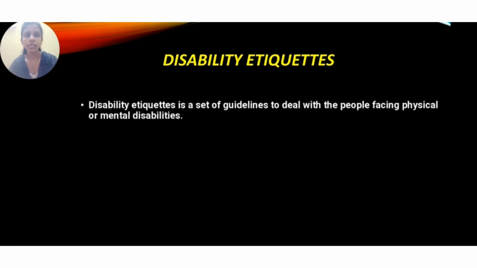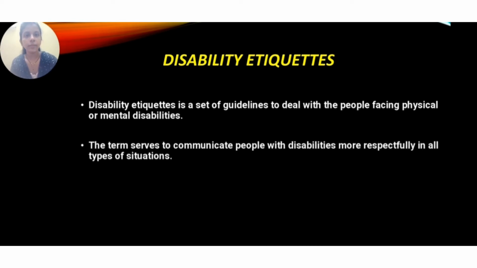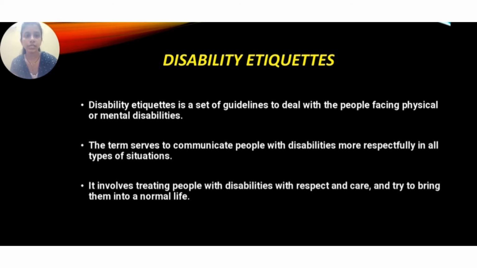Next is disability etiquettes. What is disability etiquettes? Disability etiquettes is a set of guidelines to deal with the people facing physical or mental disability. Okay? The term serves to communicate with people with disabilities more respectfully in all types of situations. It involves treating people with disabilities with respect and care and trying to bring them into a normal life.